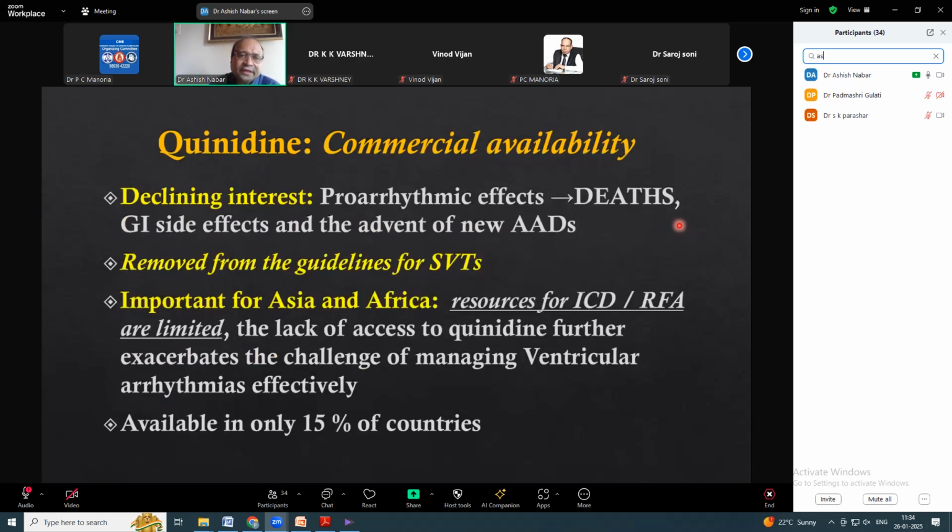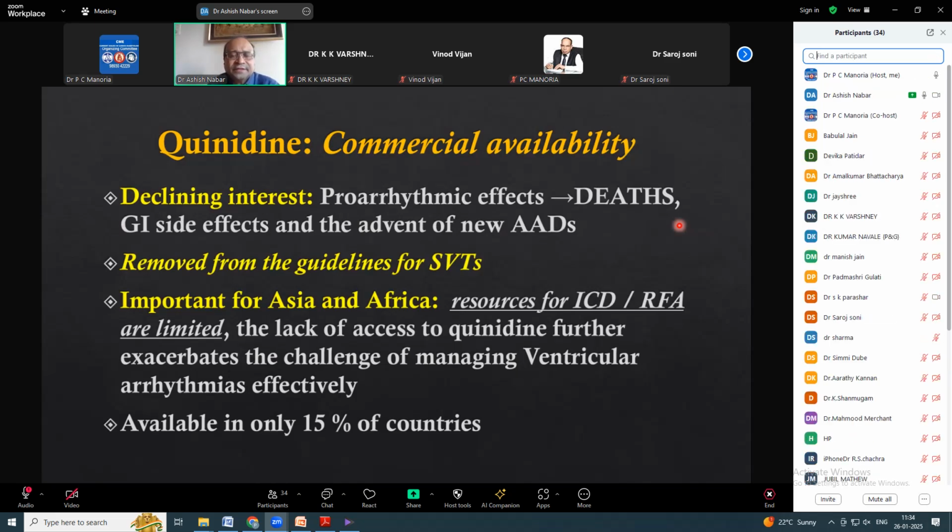But there has been a decline in interest after the 1990s, largely due to the pro-arrhythmic effects that can lead to deaths, but also because of the day-to-day problem of the GI side effects related to this drug. So almost to the extent that these drugs were removed from the guidelines of SVT. So quinidine was largely used as a drug for SVT, but it fell out of favor.